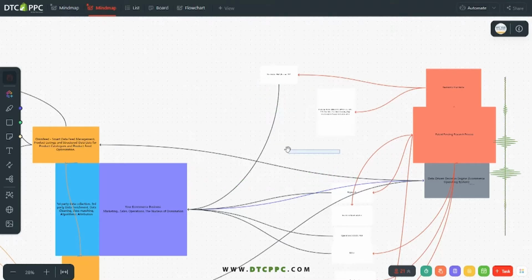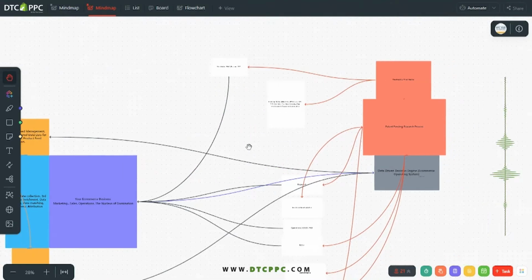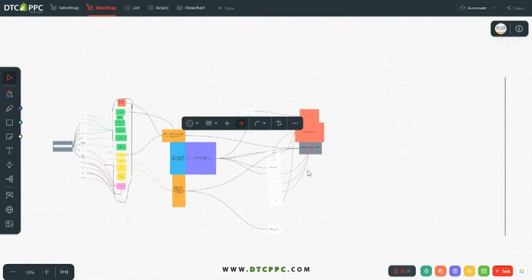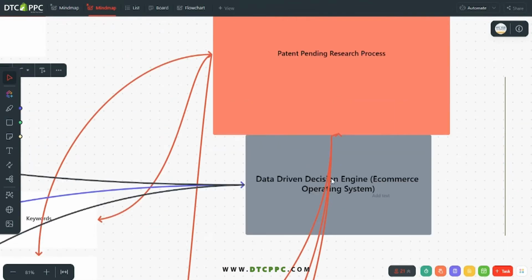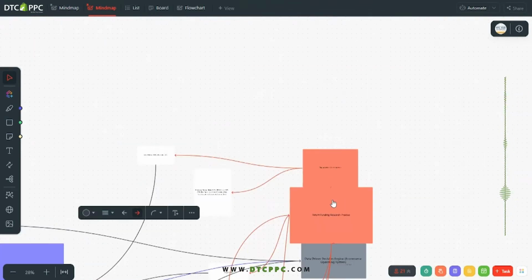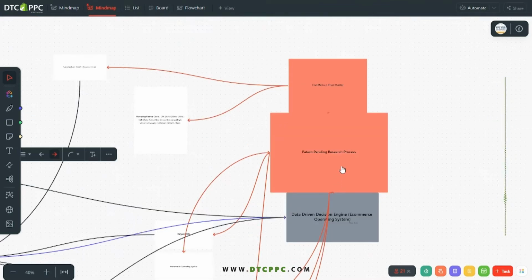This is the DTC PPC product. So what we have here is 3 foundational elements. They are a patent pending research process, your e-commerce operating system, and identifying the most important metrics that drive your business forward or into the ground. We're not here for that though.